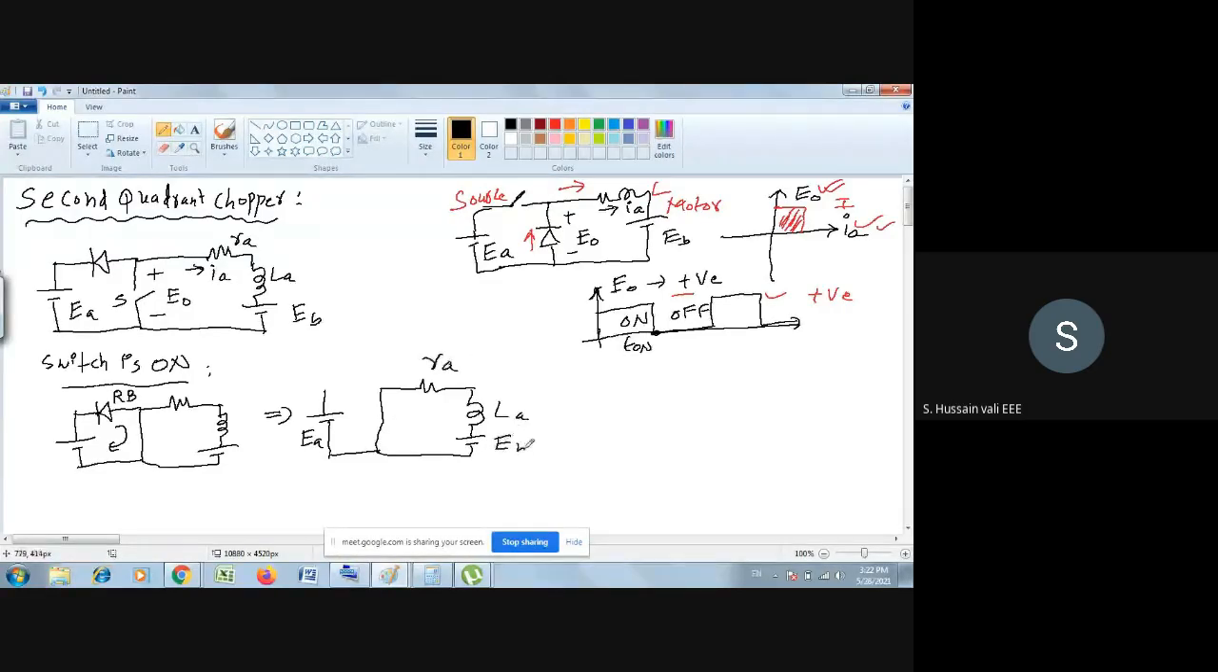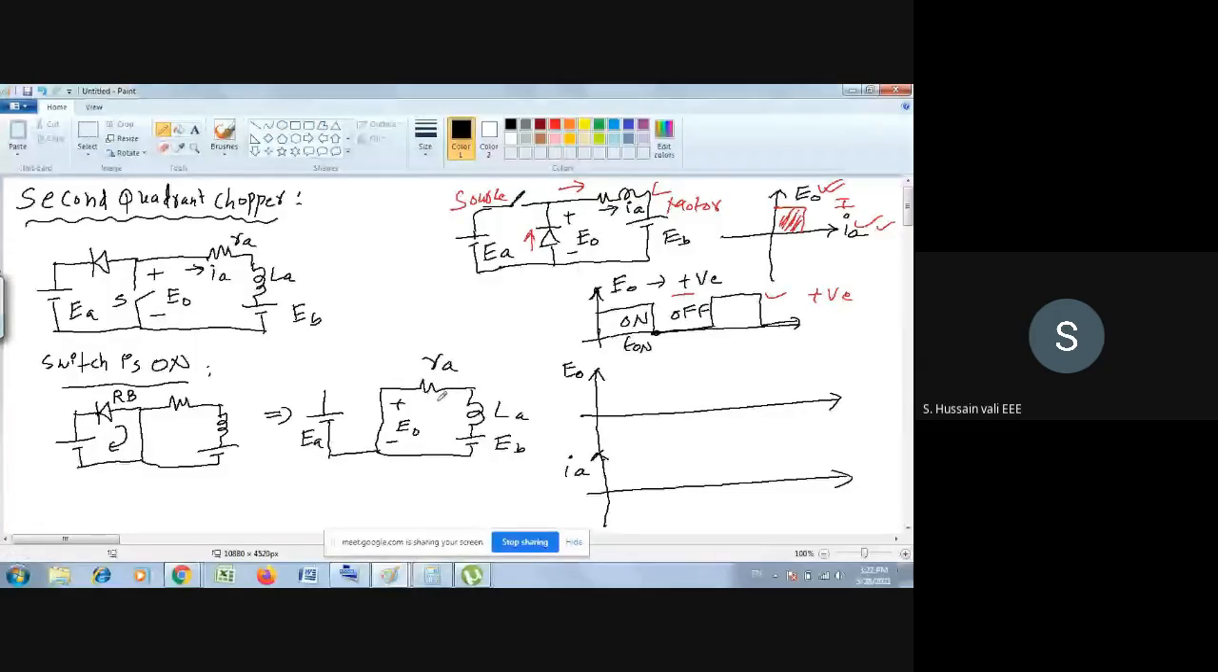You can see carefully now. If the switch is closed, what do you find out here? What is the voltage E naught here? Let me draw. I will draw two waveforms, one waveform for E naught, another waveform for IA. Now remember, the reference direction of IA is this.